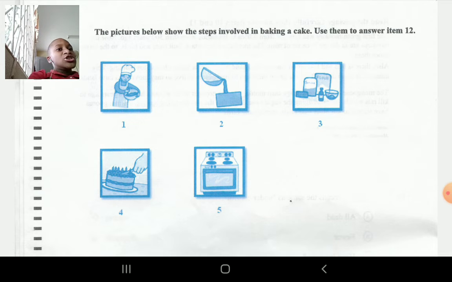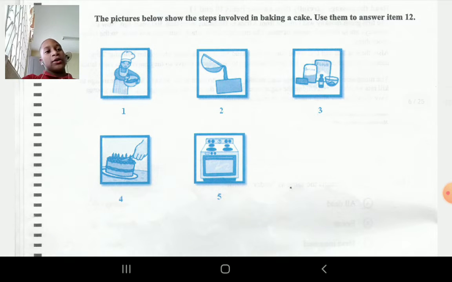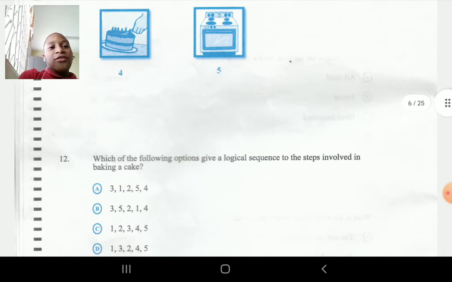The pictures below show the steps involved in baking a cake. Use them to answer item 12. Number 1, they're mixing the cake. 2, they pour it in. 3, they get the ingredients. I think 3 belongs at the back, but you know what? That's your problem. And then 4, cutting the cake. Yeah, that's messed up. And then 5 is the oven. You're basically cutting the cake and then putting it back in the oven. Okay, that's obviously wrong. Which of the following options gives a logical sequence to the steps involved in baking a cake?